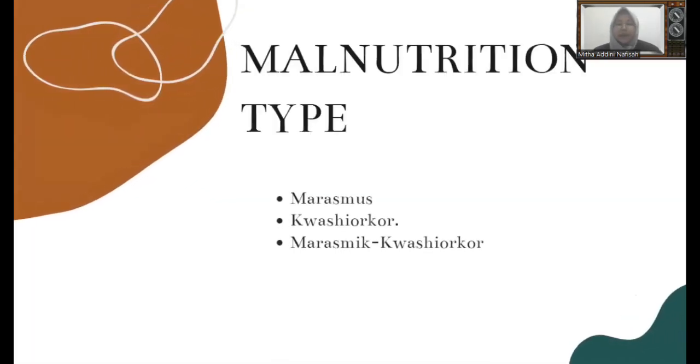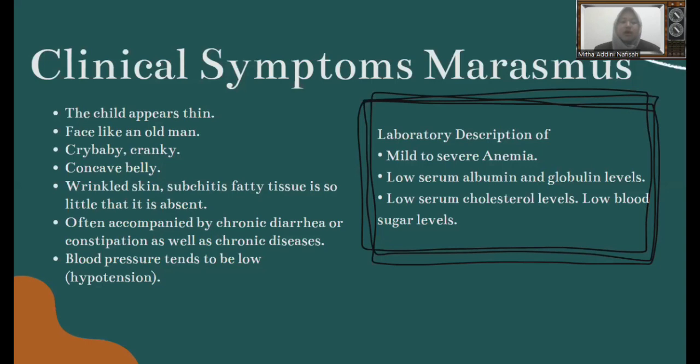For the next, malnutrition types. Malnutrition has three types. The first is marasmus, next kwashiorkor, and the last marasmic kwashiorkor. For clinical symptoms of marasmus: the child looks like an old man, is a crybaby, has white skin, and subcutaneous fat is so little that it is absent, often accompanied by chronic diarrhea or constipation as well as chronic disease. Blood pressure tends to be low, or hypotension. Laboratory findings show anemia, low serum albumin and globulin levels, low serum cholesterol level, and low blood sugar levels.